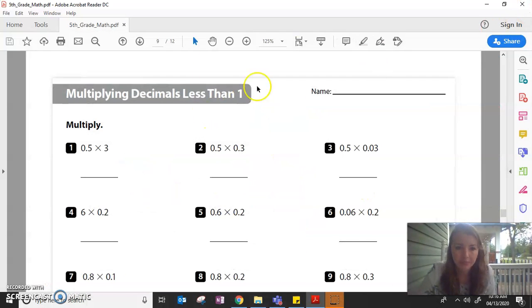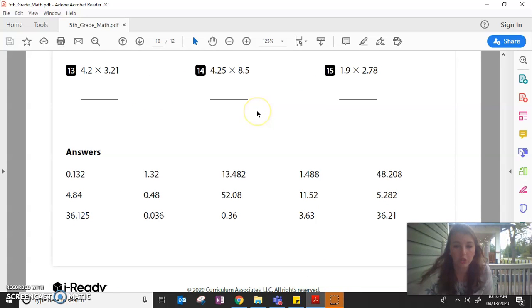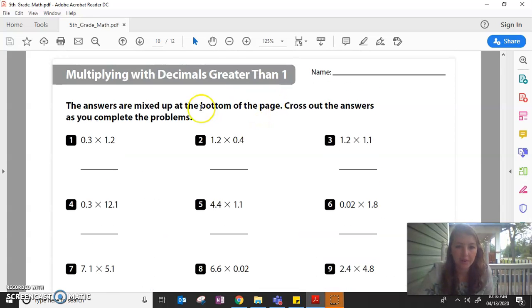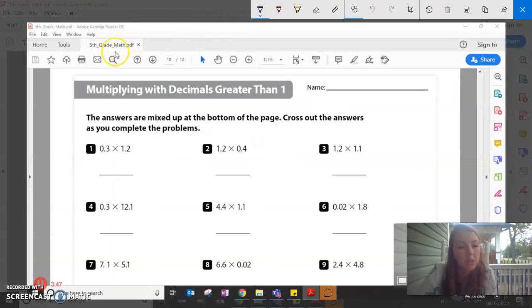Okay, let's move on. The next page says multiplying with decimals greater than 1. The answers are mixed up at the bottom of the page. Cross out the answers as you complete the problems. So we see all the answer choices are listed at the bottom. So we're going to go ahead and start number 1. This page we're going to solve exactly like we solved on the last page. All right, let's start with number 1.